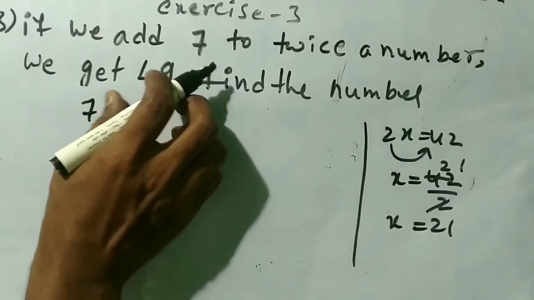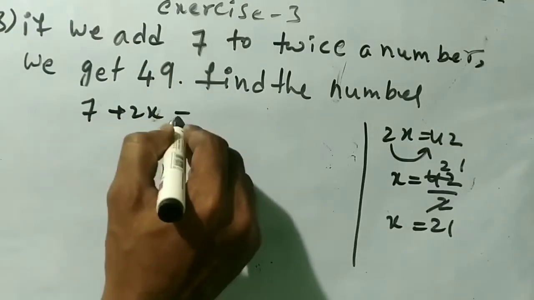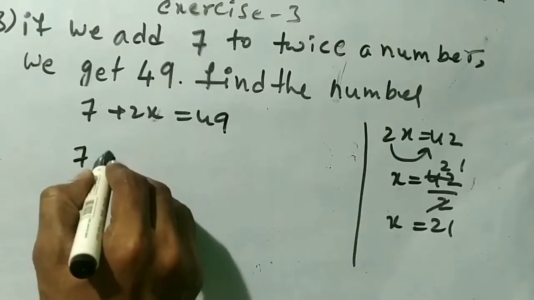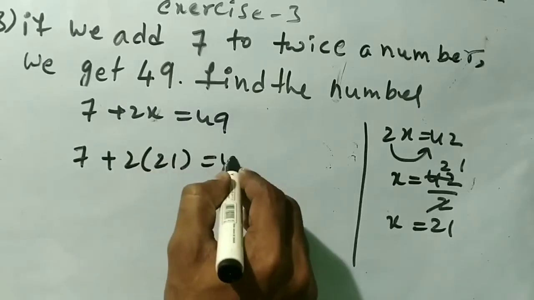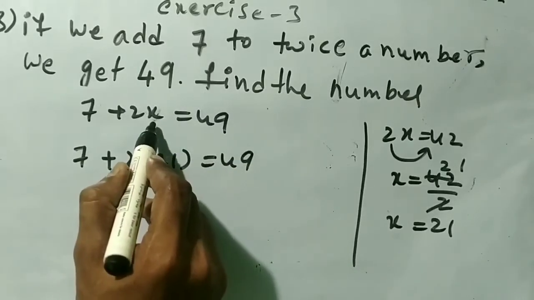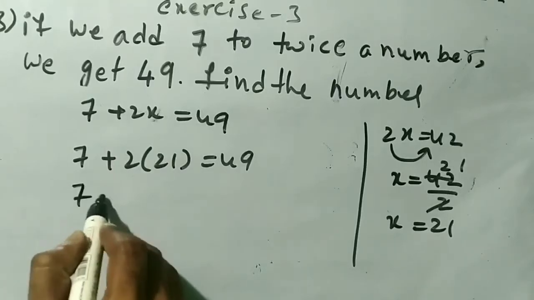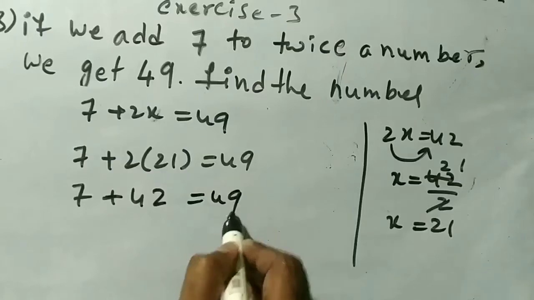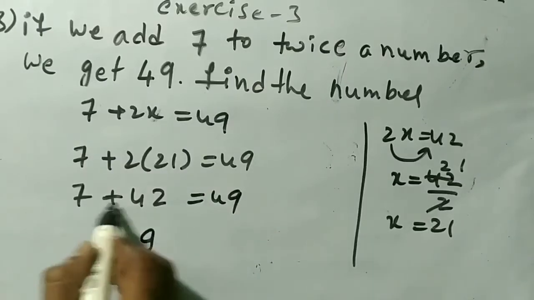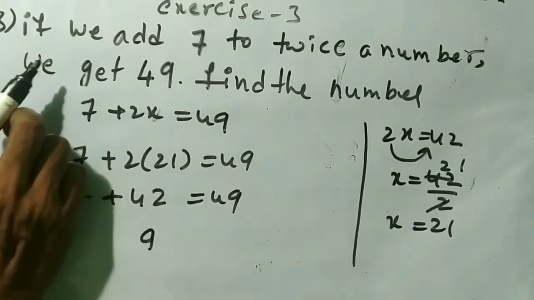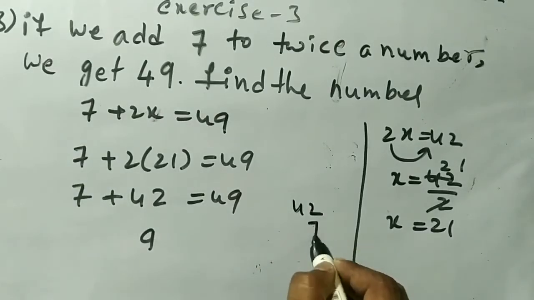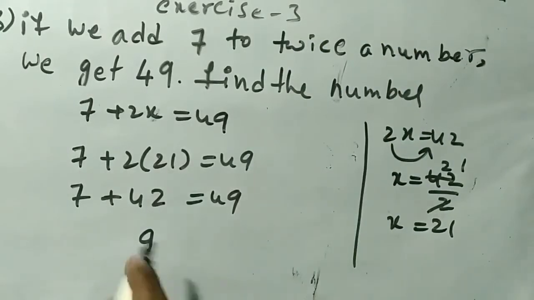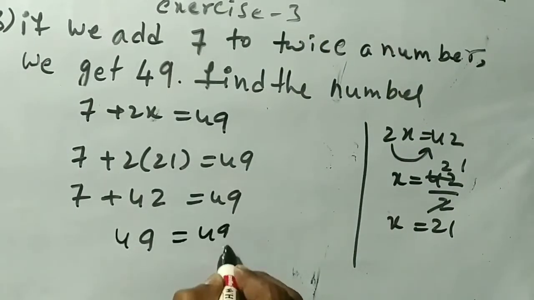Actual equation we got: 7 plus 2x is equal to 49. So x is equal to 21. Just substitute the value where x is equal to 21. So 7 plus 2 into 21 is equal to 49. 2 ones are 2, 2 twos are 4, that is 42. Then 42 plus 7 is 49. So 49 is equal to 49.